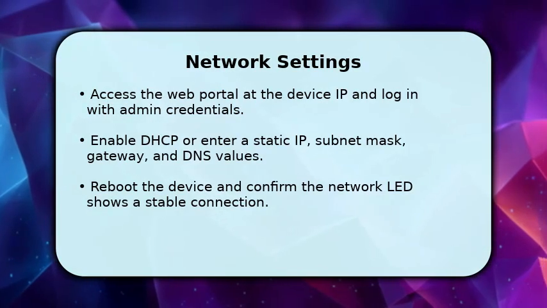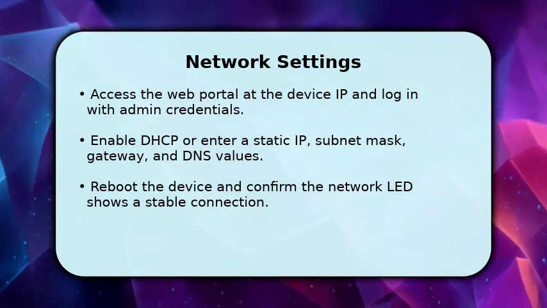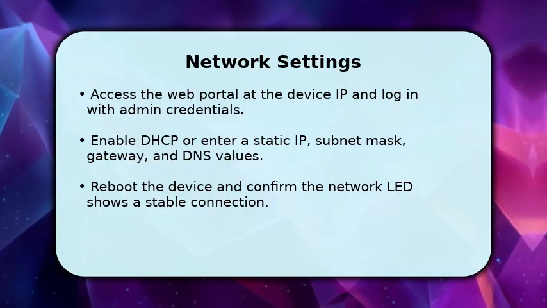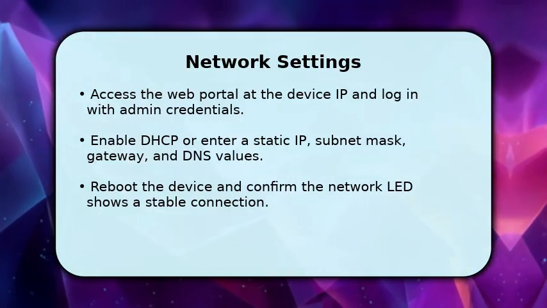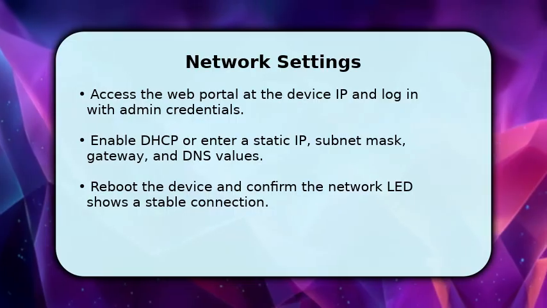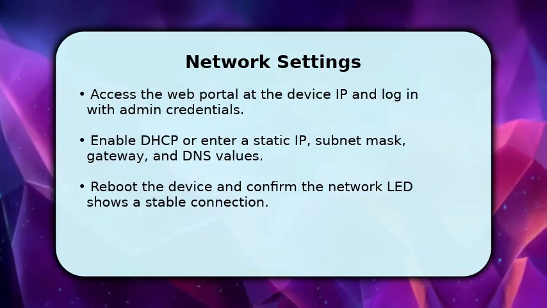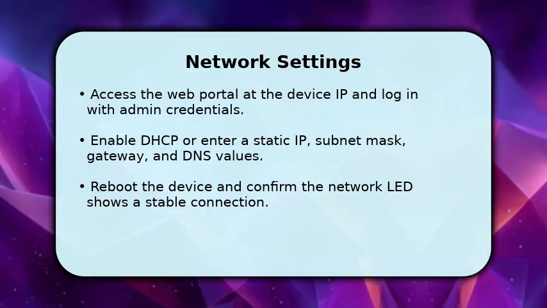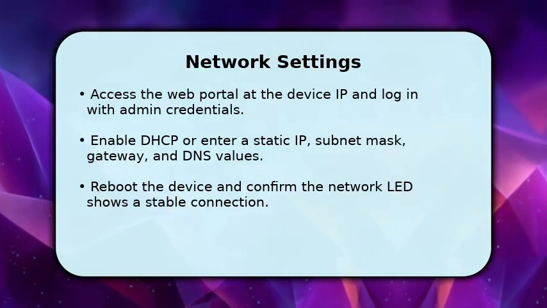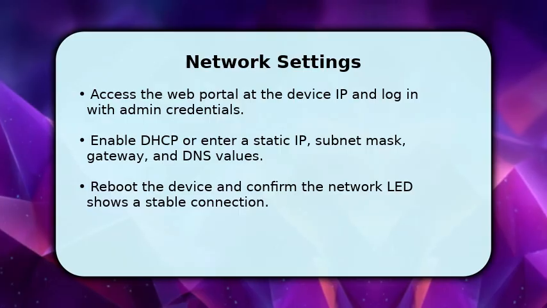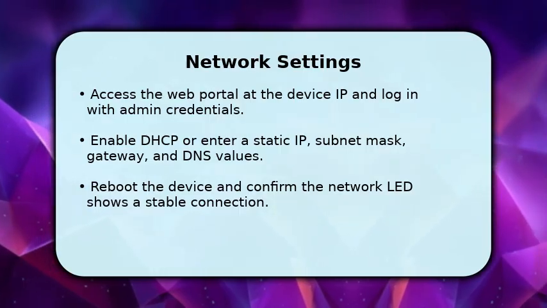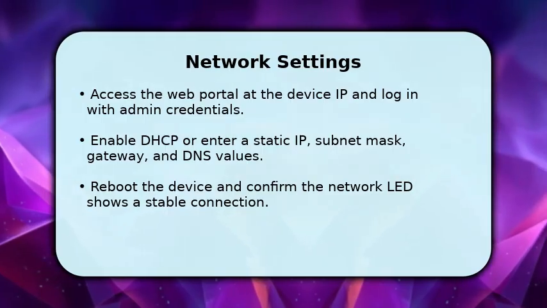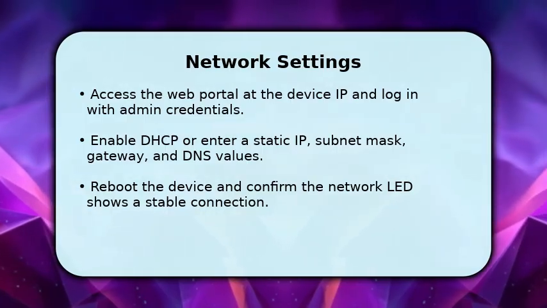Open the device web portal using the assigned IP and log in with administrator credentials. Navigate to network or TCP/IP settings, enable DHCP if available, or input a static IP, subnet mask, gateway, and DNS. Save settings, then reboot the device and confirm the network LED is stable. If the connection fails, check the cable, switch port, and firewall rules. I'll explain common errors and quick fixes in simple steps, so you can resolve issues confidently.